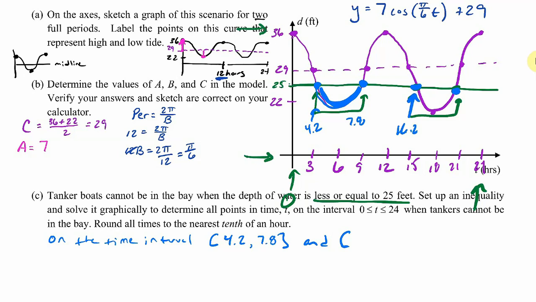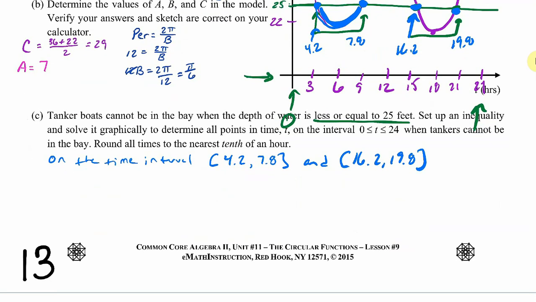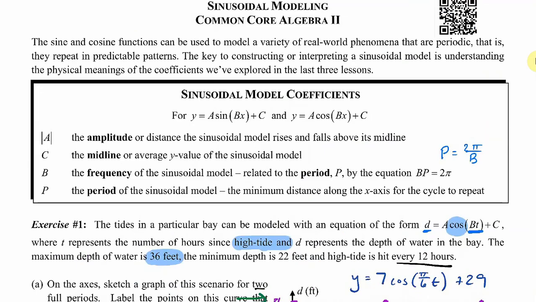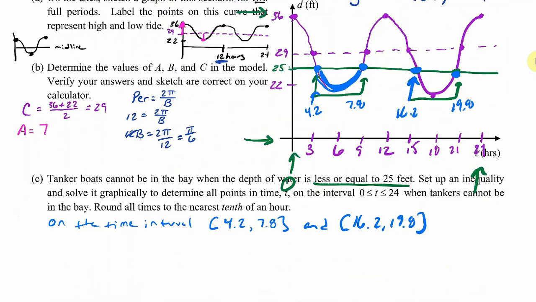And finally, 19.8. So that's the second interval. Between those hours, the tanker cannot be in the bay. And there we go. There you have it. Okay. So first example of a sine modeling, cosine modeling graph. All right, moving on. Number 2.